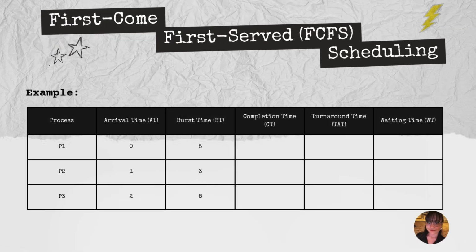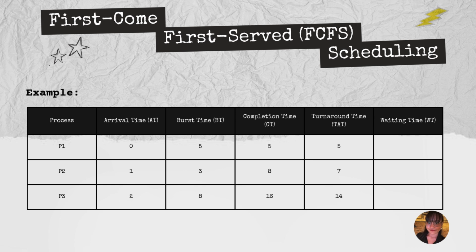Let's apply these formulas to an example with 3 processes. So there is P1 with an arrival time of 0 and burst time of 5, P2 with an arrival time of 1 and burst time of 3, and P3 with an arrival time of 2 and burst time of 8. So to find the completion time, P1 completes at 5 because it starts at 0 and runs for 5 units. P2 starts at 5 and runs for 3 units, so the completion time is 8. Then P3 starts at 8 and runs for 8 units, so the completion time is 16.